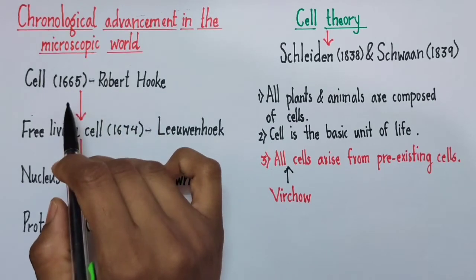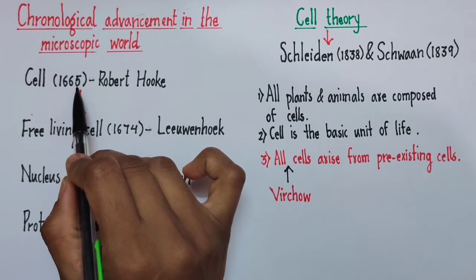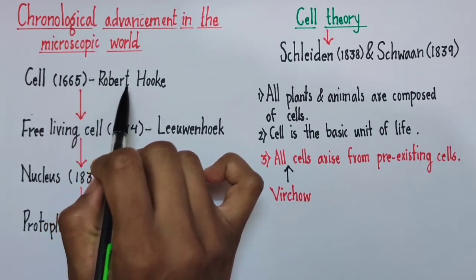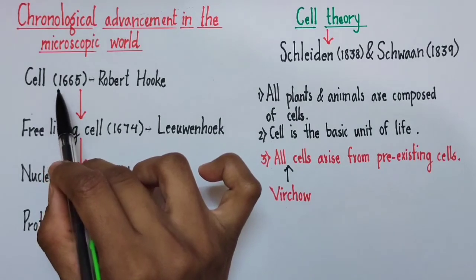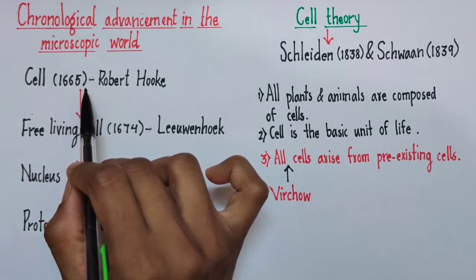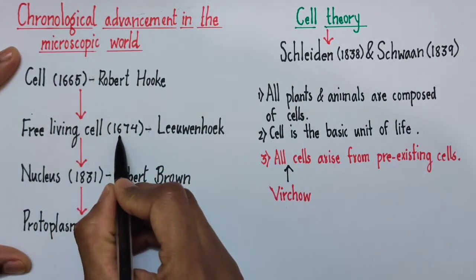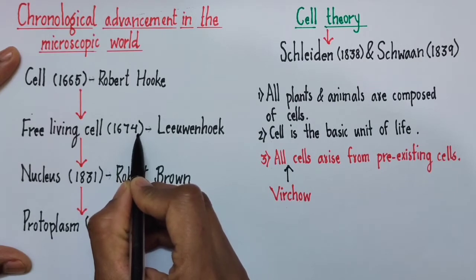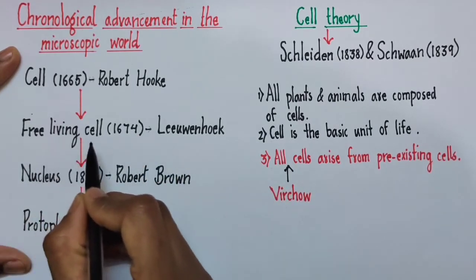So as we already know, it was in the year 1665 when Robert Hooke discovered cell, right? He not only discovered cell but he also coined the term cell. Okay. Then a few years later, in the year 1674, Leeuwenhoek discovered the first living cell.